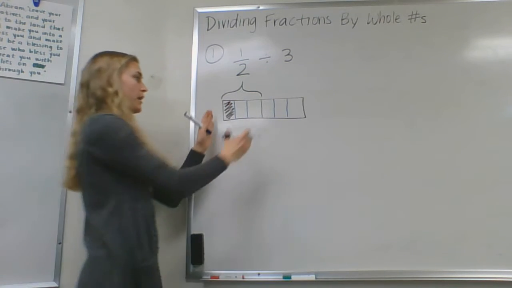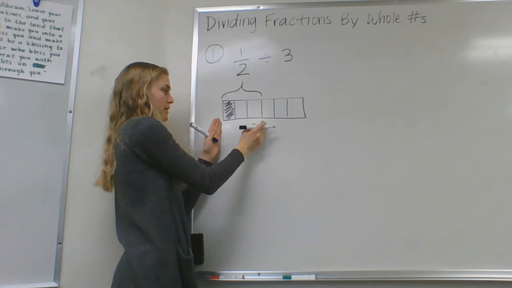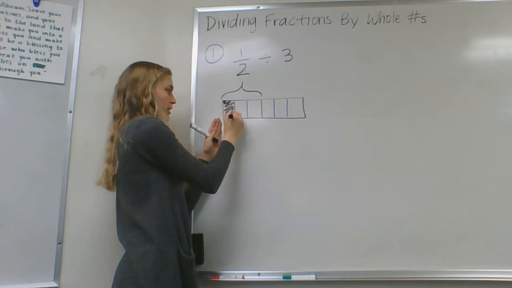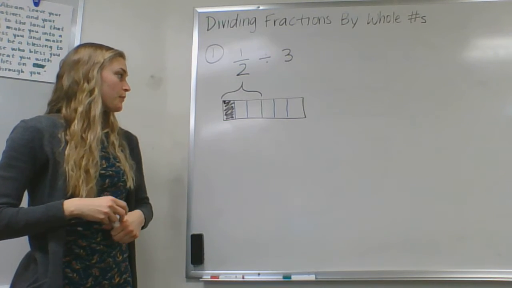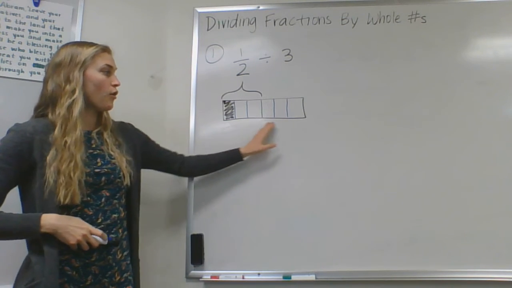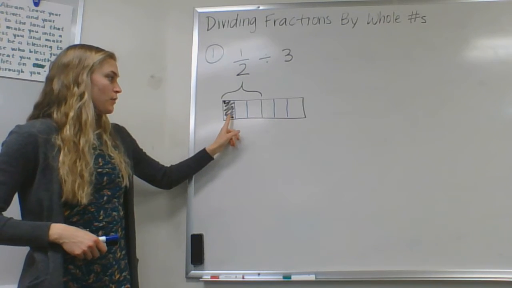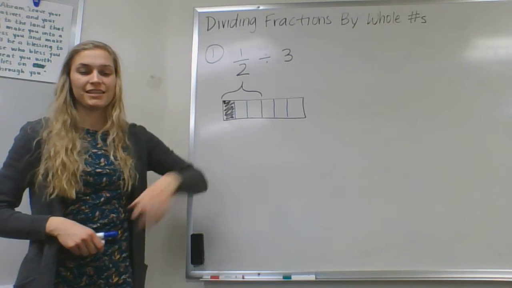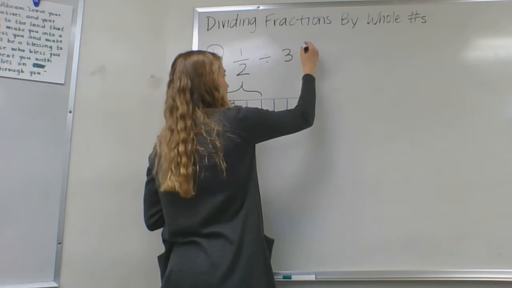So we divided it by 3. We had our half. We divided it by thirds into 3 pieces. When we divide by 3, we're just talking about the one that's left when you divide it up. So out of the whole 1 model now, what's shaded? 1 out of 1, 2, 3, 4, 5, 6 pieces. So your answer is going to be 1/6.